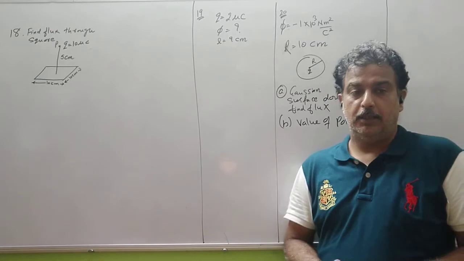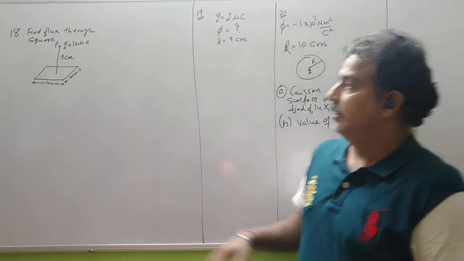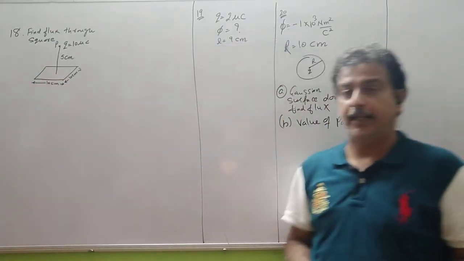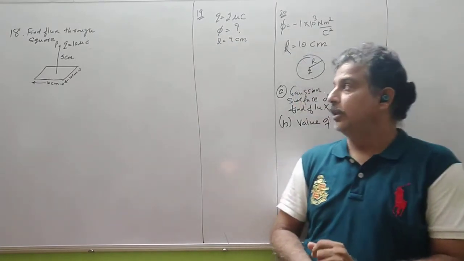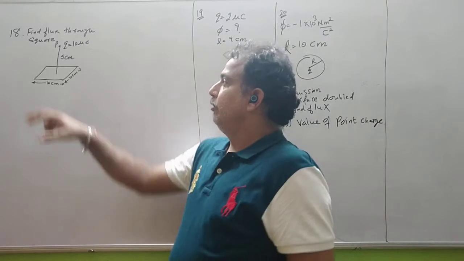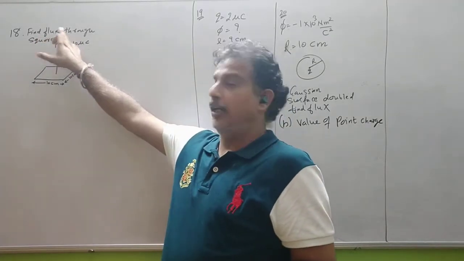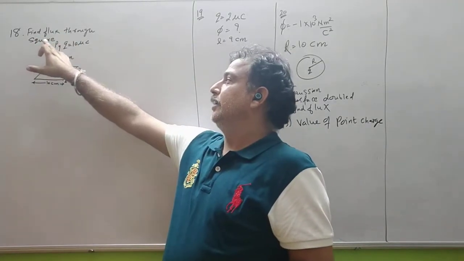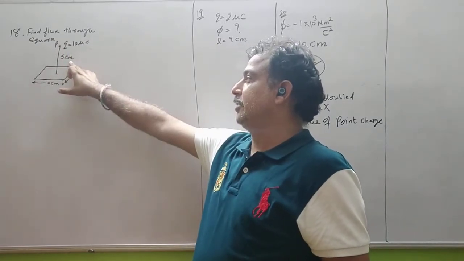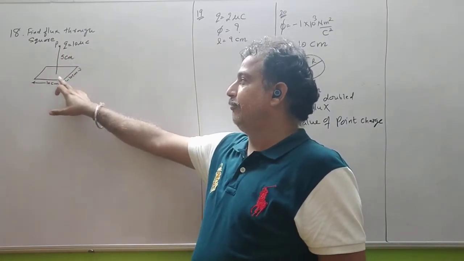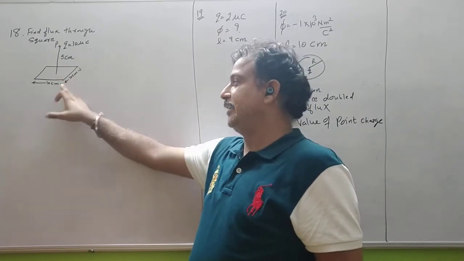Today we will do the sums 18 from the exercise. Now these are the application of the Gauss law. The question 18 is, we have to find out the flux through the square where the point charge 10 microcoulomb is at a distance 5 centimeter from a square of 10 centimeter.